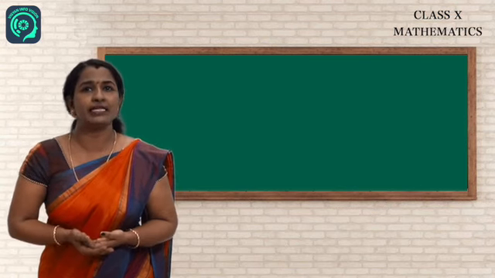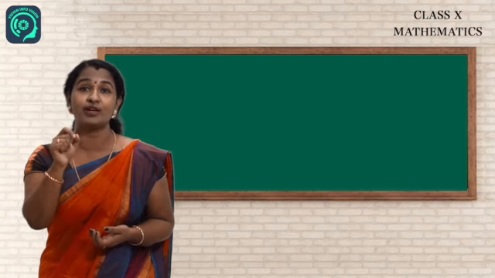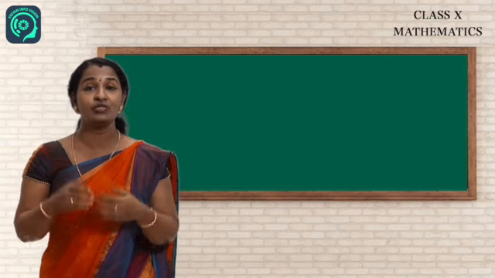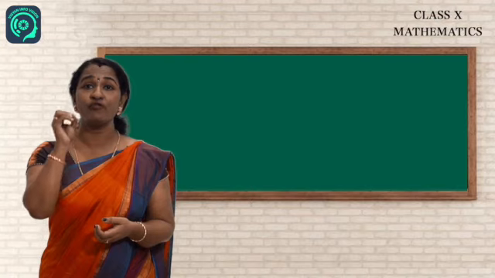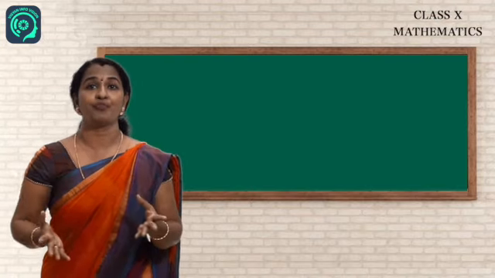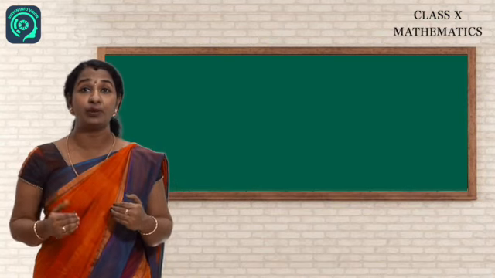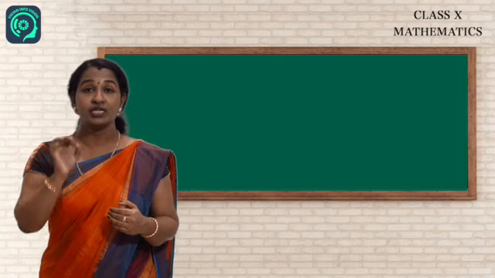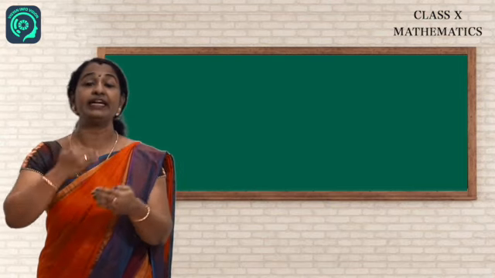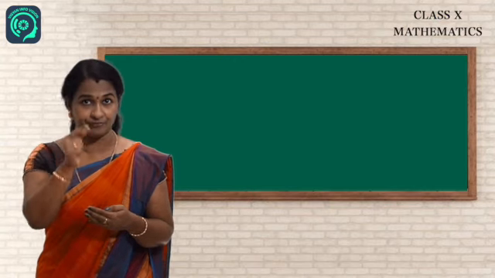What do you mean by zero of a polynomial, children? Zero of a polynomial is a term which you have learnt in class 9. So zero means the value of the variable for which that entire polynomial becomes zero. That is known as zero of the polynomial. So here we are going to deal with the geometrical meaning. Geometrical meaning means we will be dealing all these types of polynomials with the help of graph.